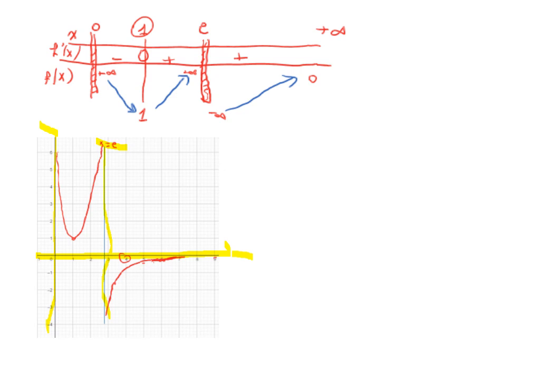Now we have the most important point, which is (1, 1). Decreasing from plus infinity to (1, 1), then increasing. Also we have increasing from minus infinity to 0. I hope that you now have the ability to study the variation of any function with ln, where you do the limits, the derivative, study the sign, the table of variation, and then draw the curve.